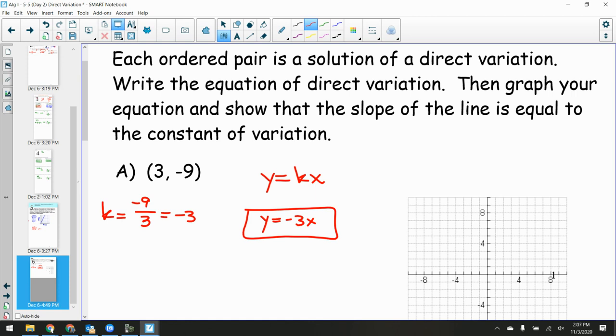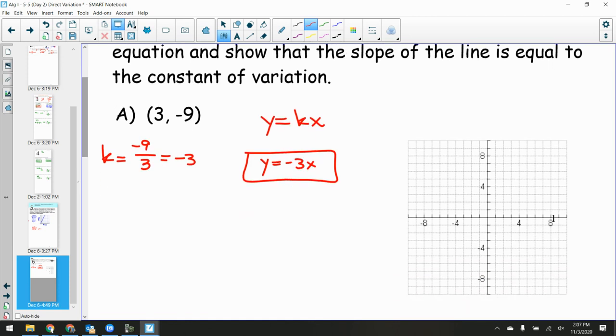Now I graph my line. In the tubing down the river problem, I had to graph several points. Guess what? I don't need to do that anymore. What point is that going to run through? (0, 0). What point was given to me? (3, -9). Don't two points make a line? And there's my line. I didn't even need to make a table.